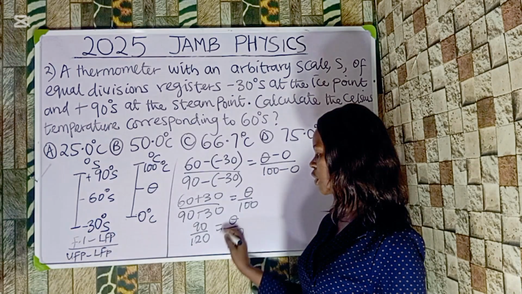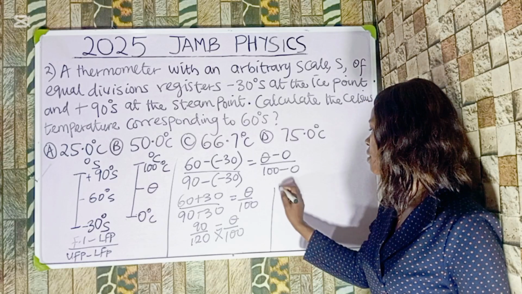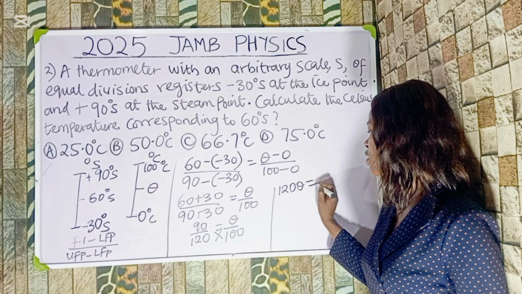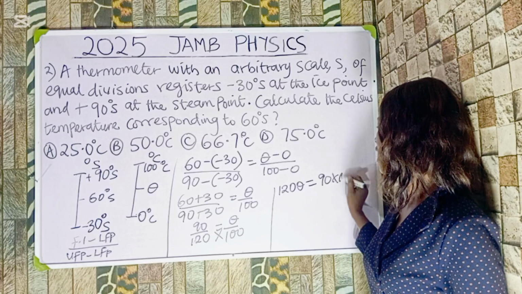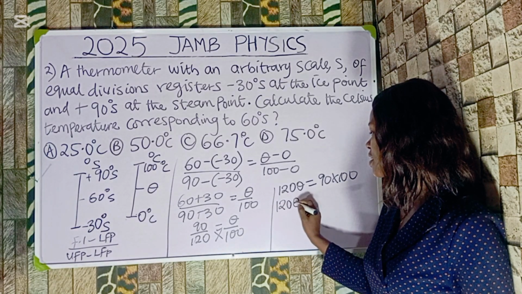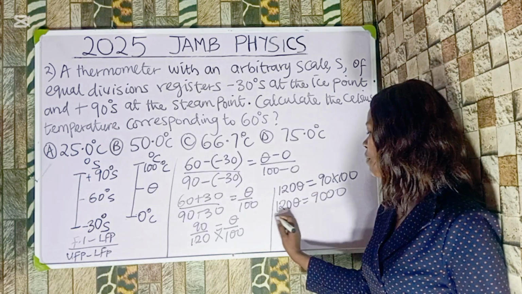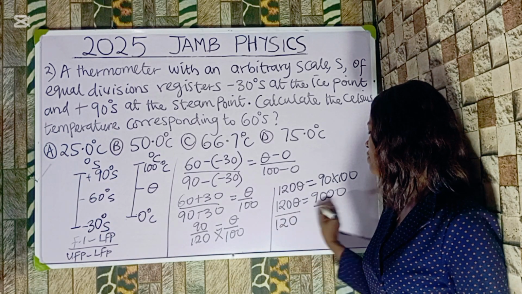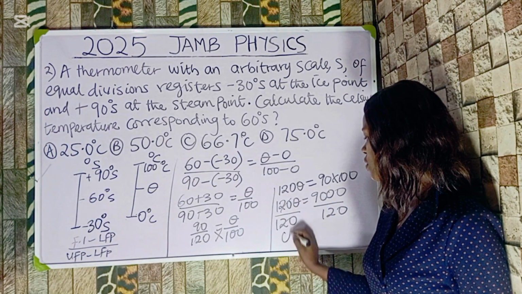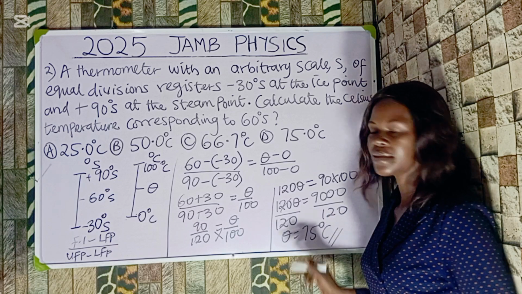So we can say cross multiply. If you cross multiply, you're going to have 120 multiplied by theta is equal to 90 times 100, right? Now this is 120 theta is equal to 9,000. So we divide both sides by the coefficient of theta, which is 120. Okay, so theta is equal to 75 degrees Celsius.